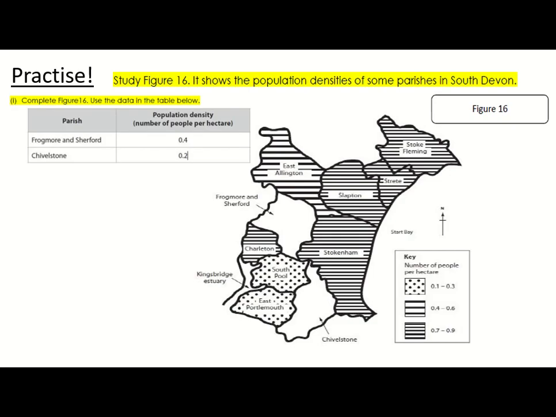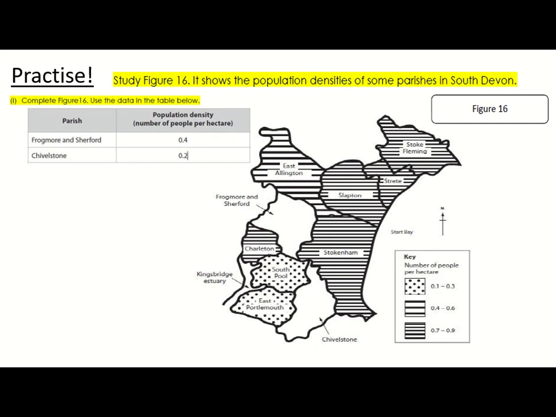Now this is a section where you can actually practice some of the graph completion skills. Here you can see in yellow, it's got a question that says, study figure 16. It shows the population densities of some parishes in South Devon. Complete figure 16 by using the data in the table below. You will have to complete some form of graph or thing with data.